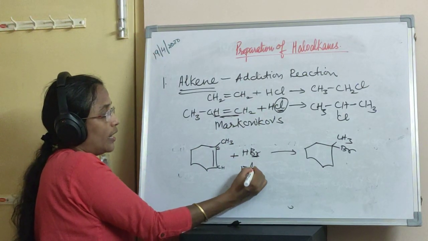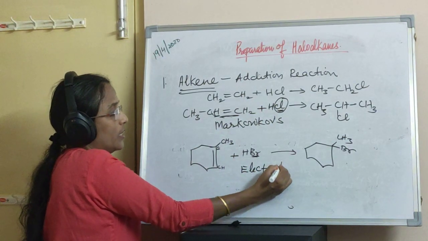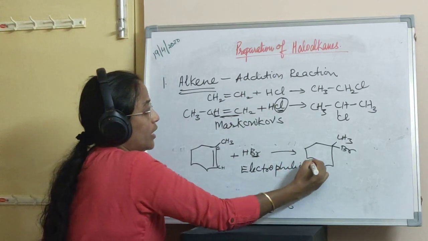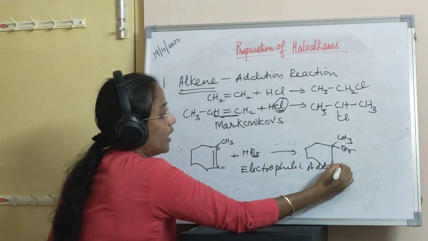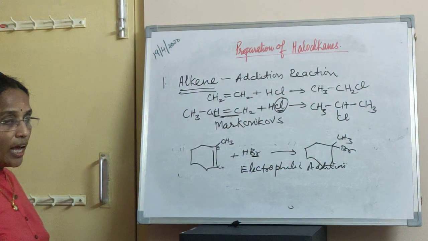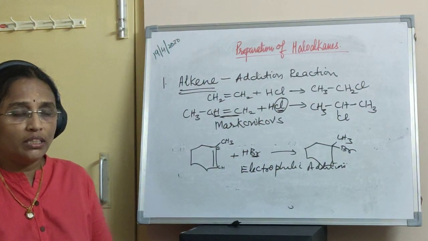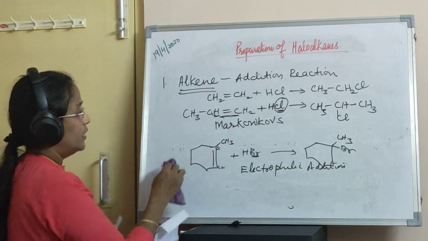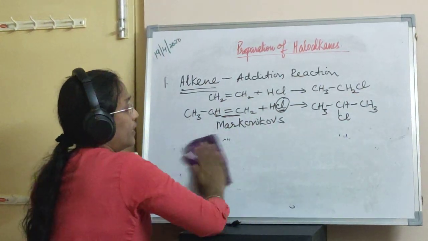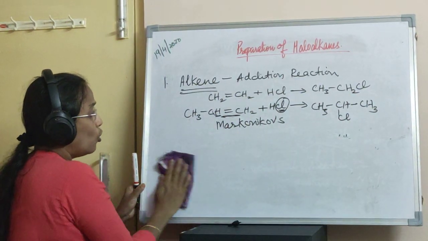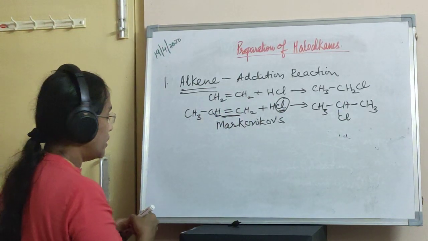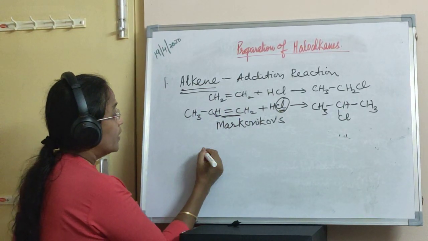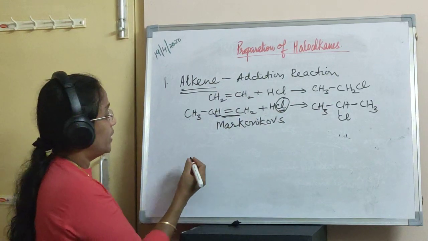It is an electrophilic addition reaction. So what happens? Electrophilic addition means the formation of a carbocation is the rate determining step. Rate determining step, that is the slow step which determines the rate, and it is very important in reaction mechanisms.